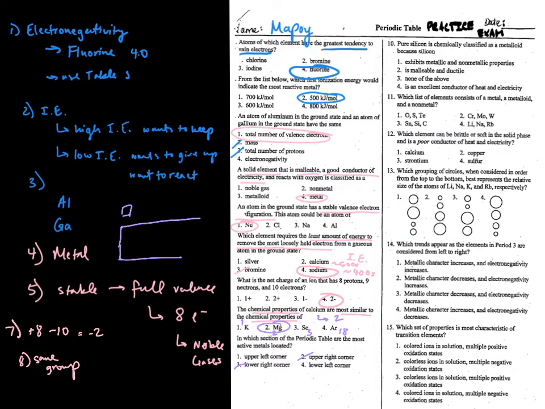So the upper left corner is where hydrogen's located. It's actually not even a metal, even though it's in group 1. So that means going down here, we're looking for the most active metals. That's the lower left corner, right down there, with francium and cesium.